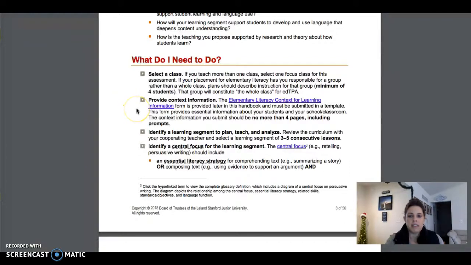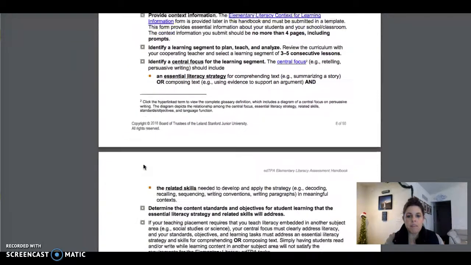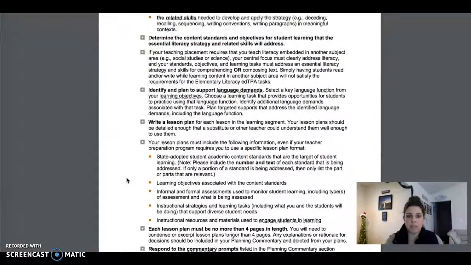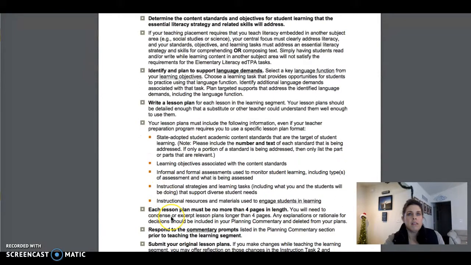Then you're providing the context information on that context for learning document that you've already worked on, but we need to update. Identify the learning segment plan. So again, we're only going to do 3 lessons. Identify the central focus and then the strategy. Determine the content standards, so what grade level expectations, the standard course of study standards. What are you going to be teaching to? If you're going to be doing something that's cross-curricular, make sure you check in here. What are your language demands?